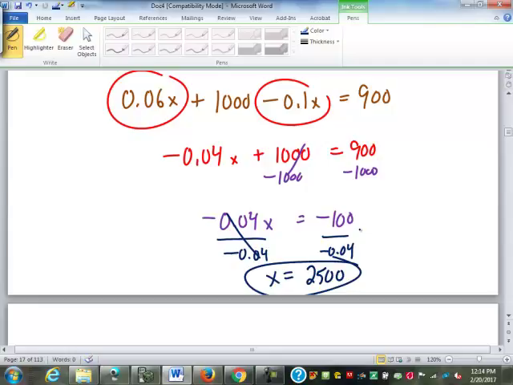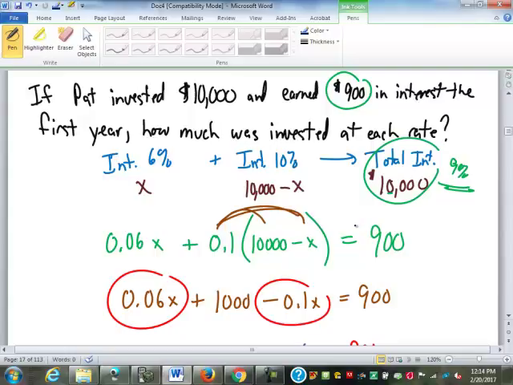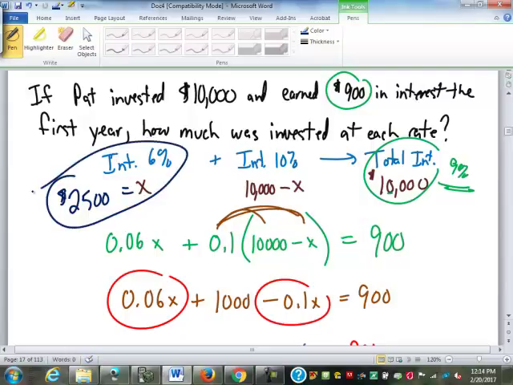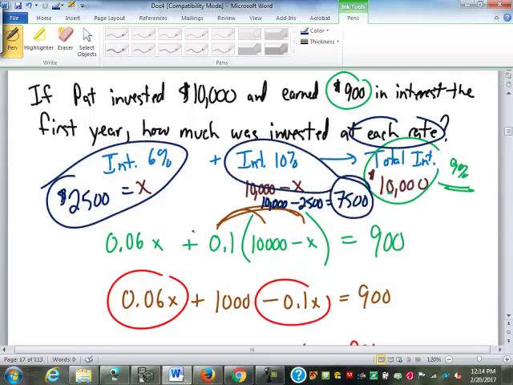$2,500. So again, we have to go back and make sure we answer the question. X is 2,500. That is the amount of the 6% investment. But we need to know how much is in each of the investments. So 10,000 minus 2,500 equals 7,500. That's the amount of the 10% investment. So 2,500 was invested at 6%, 7,500 at 10%. Any questions?